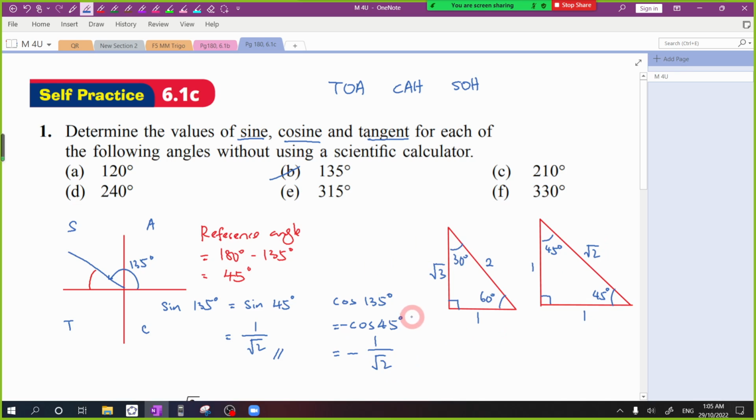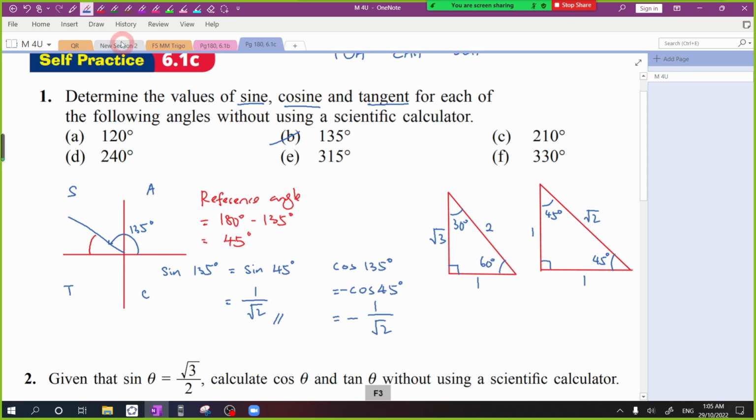Okay. Now let's go to tangent. Tangent 135 degree is equal to tangent 45 degree. Write this one first, and then we start to think, should we add a negative sign? In this quadrant, only sine is positive. Now we are talking about tangent, so yes, we should add a negative sign. Copy the negative sign, and for the tangent 45, refer to this diagram, TOA, opposite divided by adjacent, which is equal to 1.